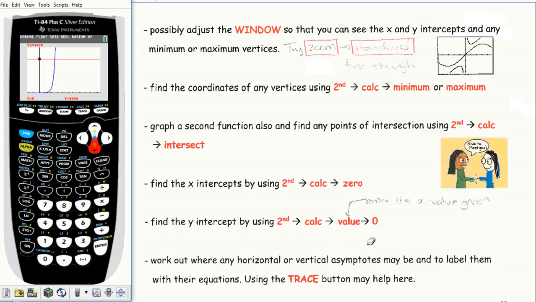Work out where any horizontal or vertical asymptotes might be. Remember, they're the dotted lines, like for an exponential function. This exponential function has an asymptote at 0. To do that, you might need to trace. There's a trace button here. Trace, and just try to see, this graph's getting closer and closer to a value, but I'm not sure what it is. Note what's happening to my y value. It's getting closer and closer to 0 as I trace. That's a really small number, e to the minus 4, but it's never crossing 0, so I've got an asymptote at y equals 0. So all those kinds of things, but we'll be doing that a lot in this lesson.